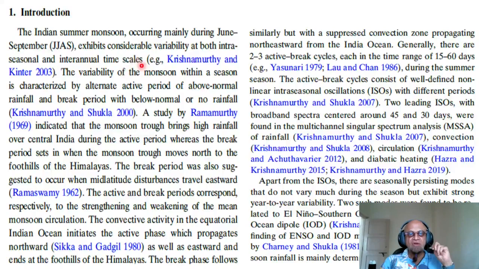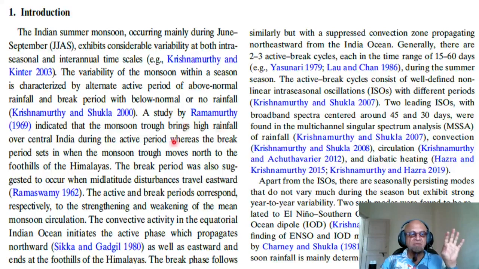The Indian summer monsoon, occurring mainly during June to September, exhibits considerable variability at both intraseasonal and intraannual time scales. The variability of the monsoon within a season is characterized by alternate active period of above normal rainfall with respect to the long-term mean, and break periods with below normal or no rainfall, and not everywhere but in some regions.